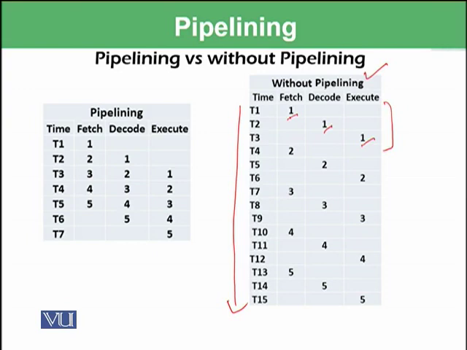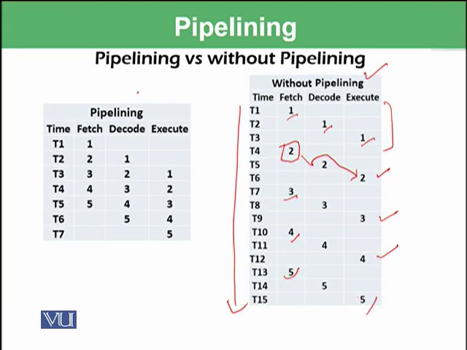And once the instruction has been executed, at time T4, the second instruction will be fetched and then decoded and executed until time T6. Then at T7, instruction number 3 will be fetched and finished by T9. And at T10, we will be fetching instruction number 4, and it will complete its cycle by time T12. And at time T13, we will fetch the 5th instruction, and it will be executed by time T15.